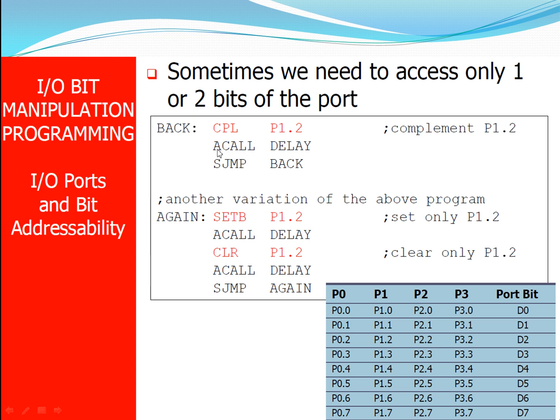Next, call the delay subroutine, then SJMP back. Back is given to the same instruction. So that means it continuously complements the P1.2 pin in port 1.